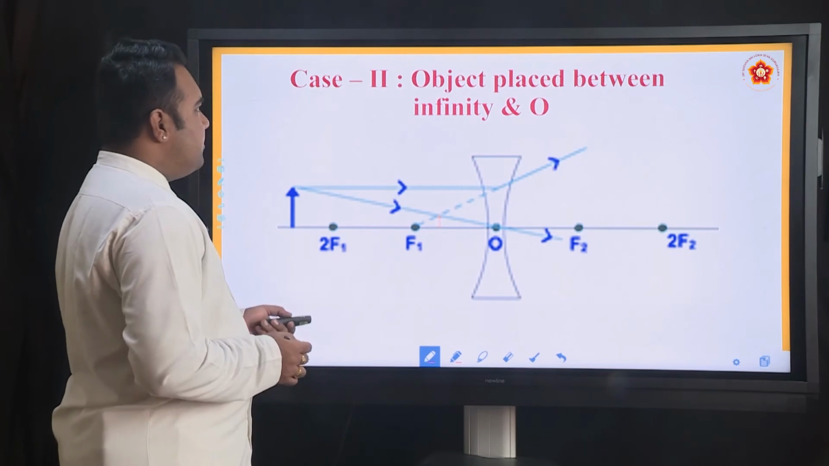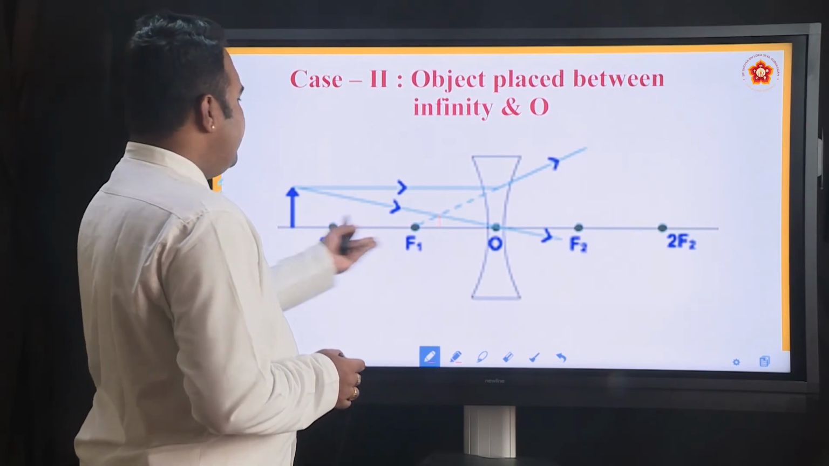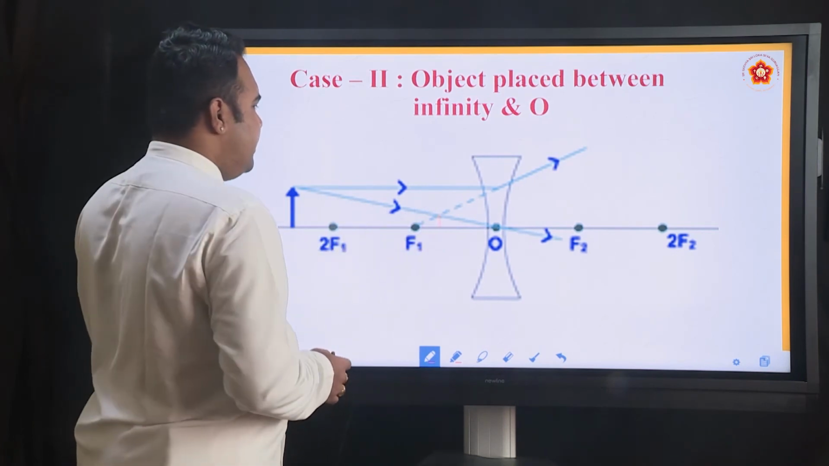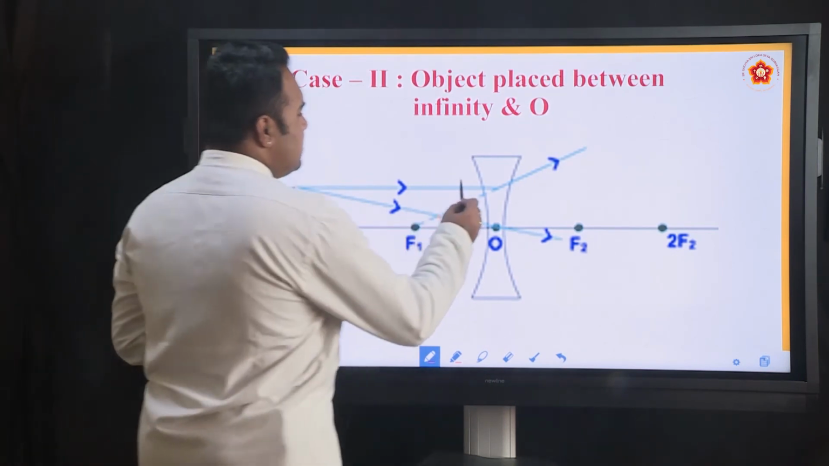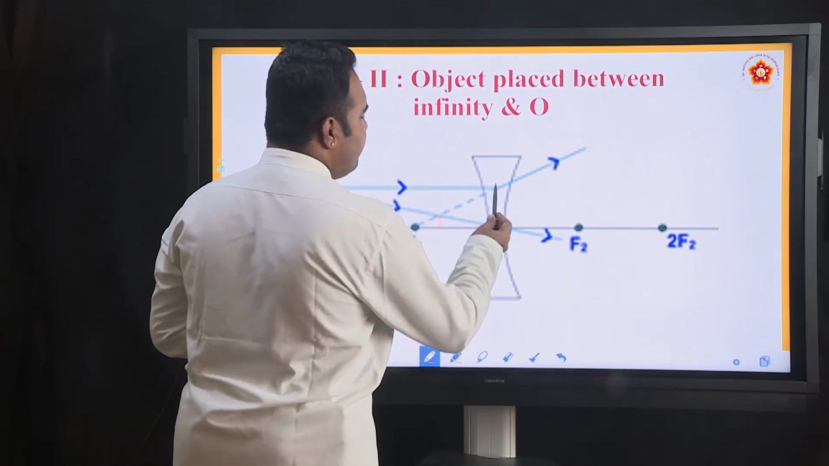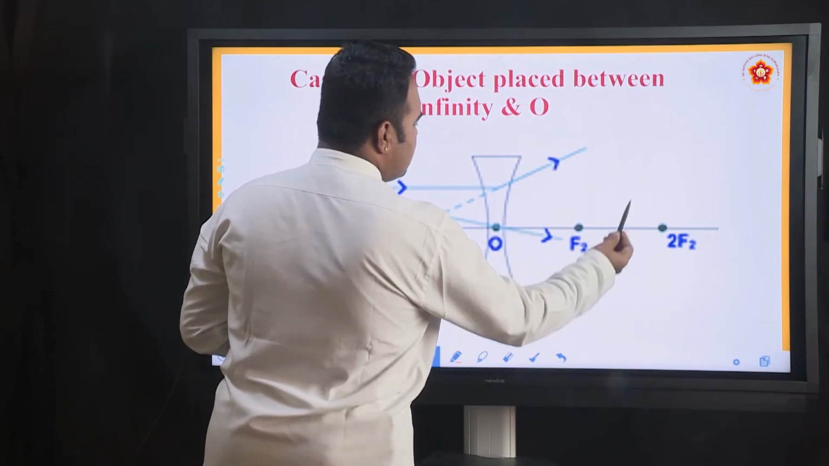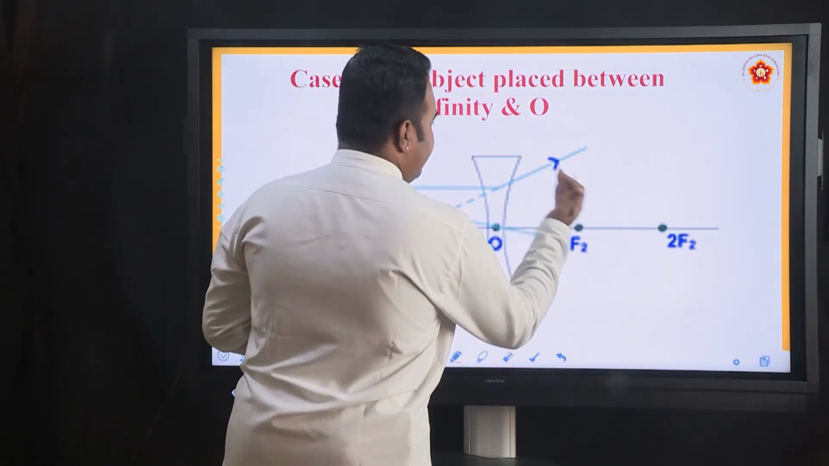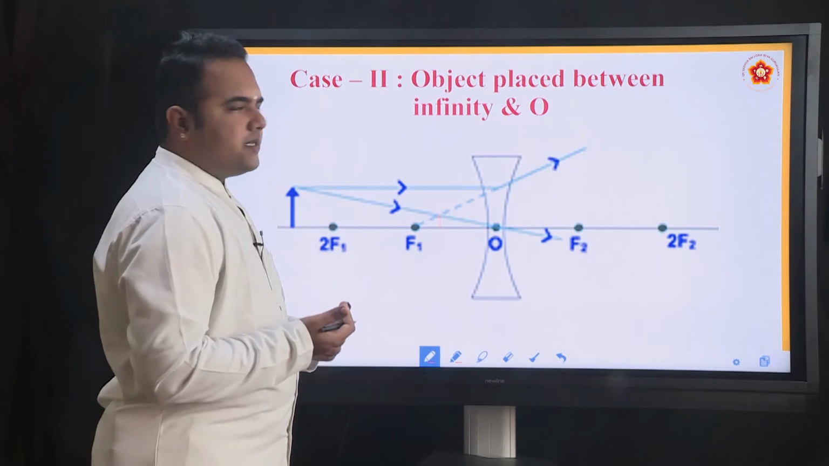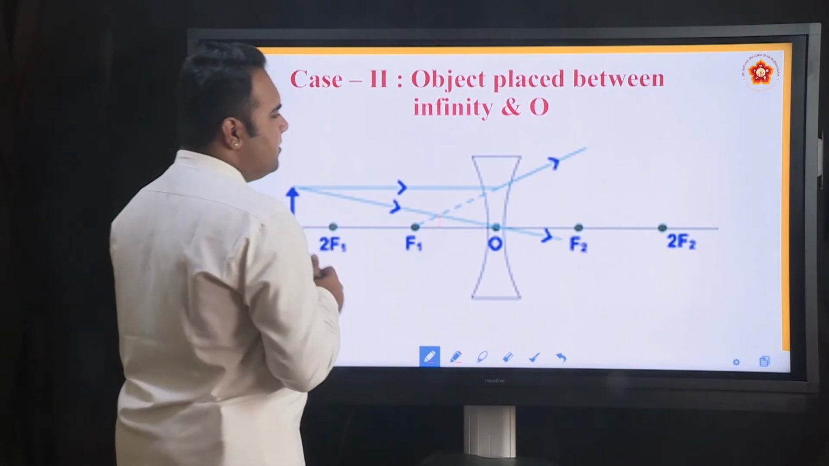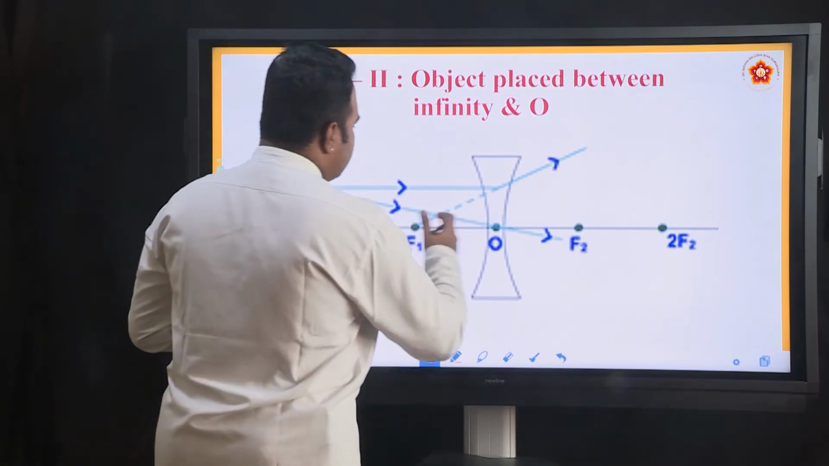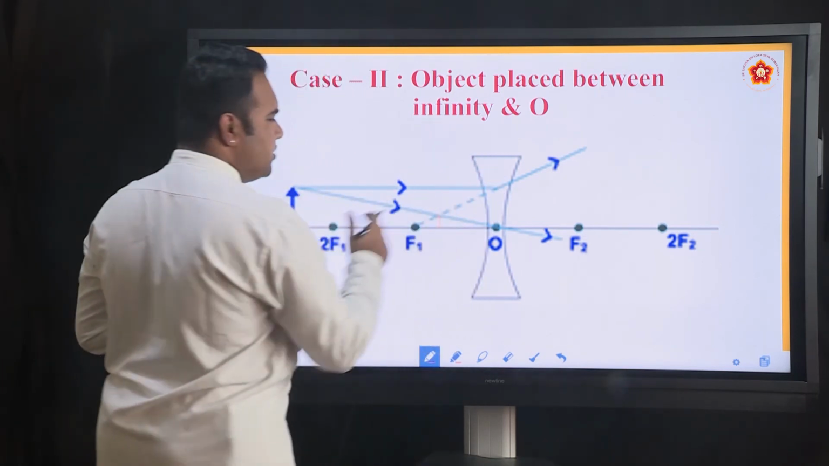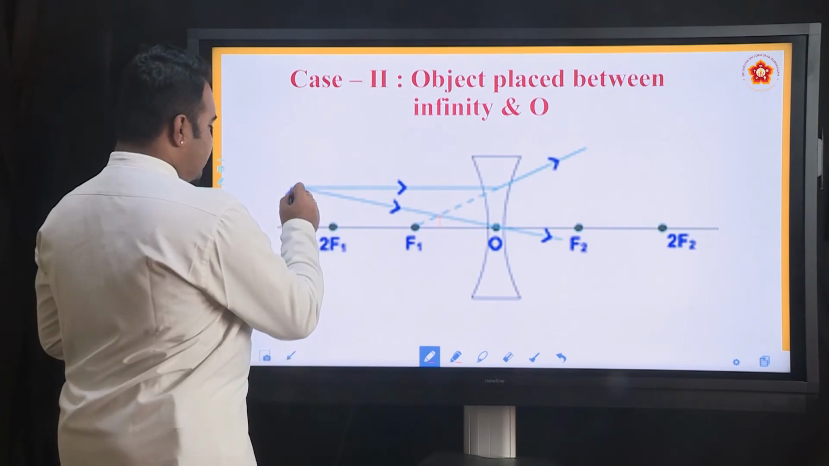Case 2 for the concave lens, object placed between infinity and O. You can place the object anywhere between infinity and O. The rays of light that are coming from the object never pass through and form an image on the other side, which means we can never obtain the image on the right side on a screen. So, the image formed is virtual in nature, when we place the object anywhere between infinity and O, that is the optic center.